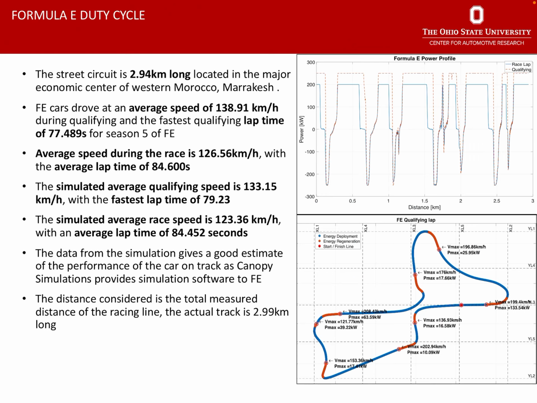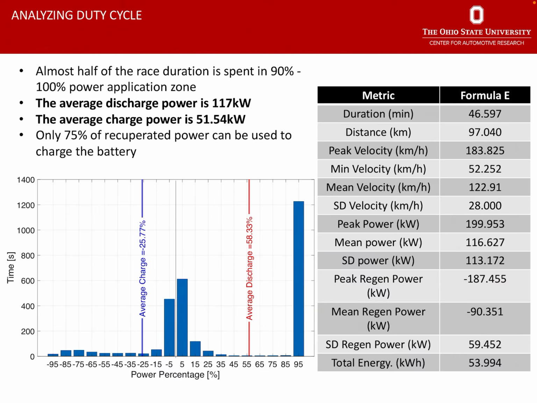For the simulation, it is assumed that the car is always moving, ignoring the race start as well as the pit stops. Analyzing the duty cycle for most of the duration of the race, almost 50% of the time the car remains in the 90 to 100% power range bracket. The average discharge power is 117 kilowatts, and the average charge or energy recuperation happens at 51.54 kilowatts.